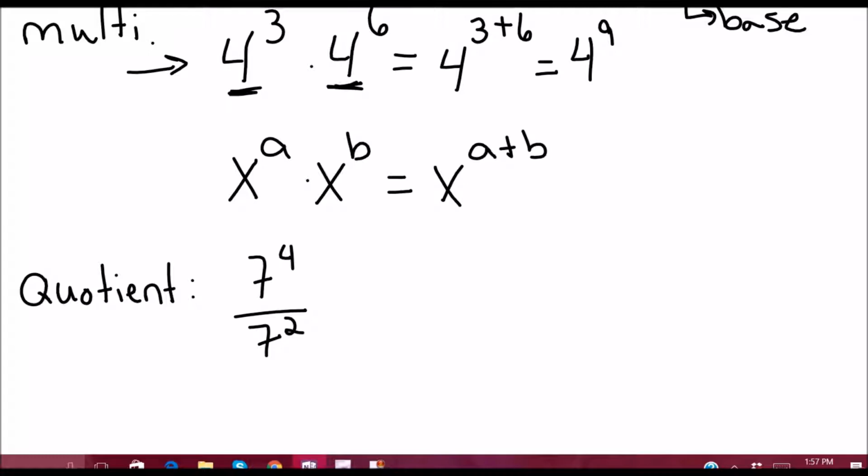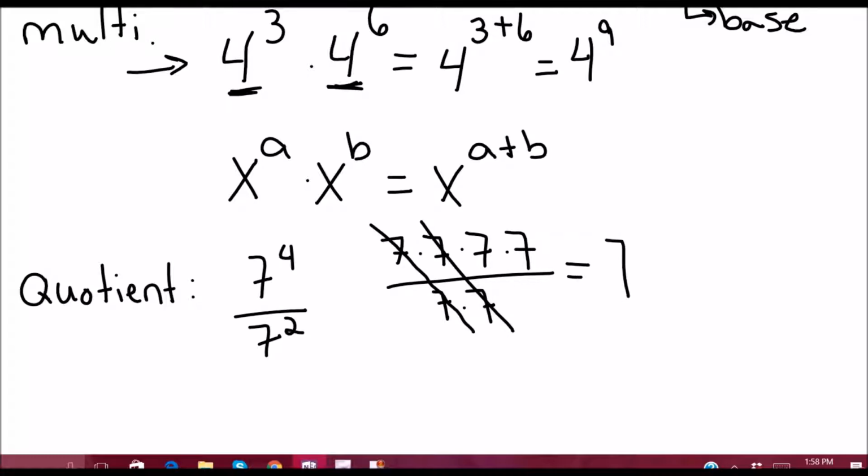So the first way, you can literally just write out all the numbers. So 7 to the 4th just means that you're multiplying 7 by itself 4 times. So 7 times 7 times 7 times 7 divided by 7 squared, which is just 7 times 7. You can then just start crossing out terms. So there's that, there's that, and then we're left with 2 7s, which is 7 squared.